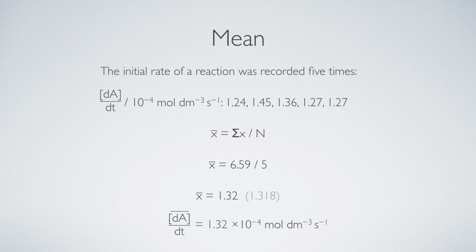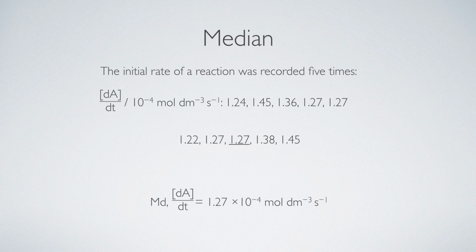Something else to remember is it's often a handy shorthand to report the mean as having a bar over the value. So here I can see my notation, dA by dt with a bar over the top. My average value of my initial rate is equal to 1.32 times 10 to the minus 4 moles per decimeter cubed per second. I'm using the same set of data throughout, so here is my calculation for the median.